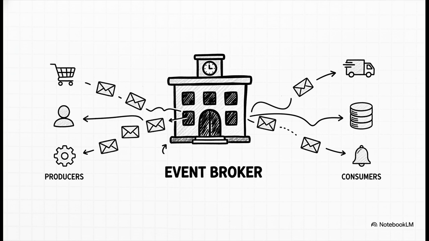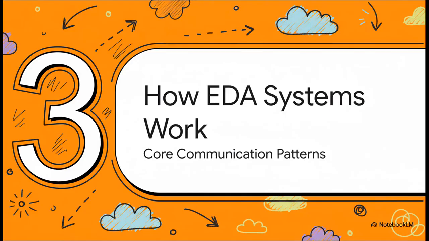Right, so you're probably wondering, if the producers don't know about the consumers, how does the message get from point A to point B? Well, that's the job of the event broker. This is the magic in the middle, the central hub. You can think of it as the system's post office. Producers drop off their events at the broker, and the broker makes sure they get delivered to all the right consumers. It is the backbone of the entire system, and it's what makes all this powerful decoupling possible. So we've got our key players: producers, consumers, and a broker.